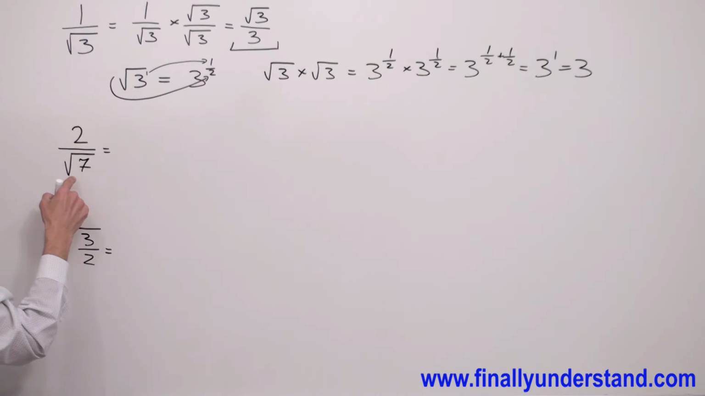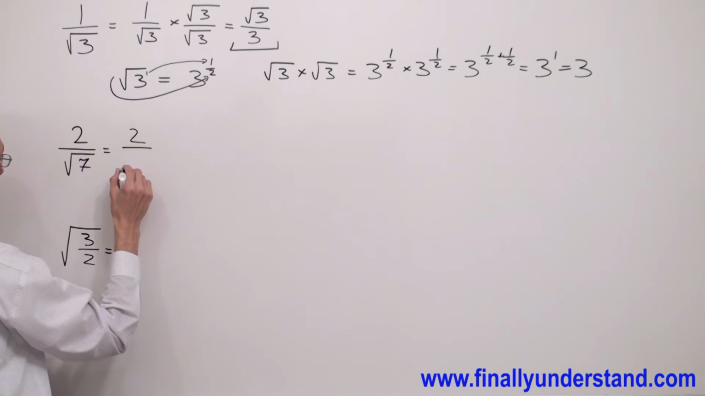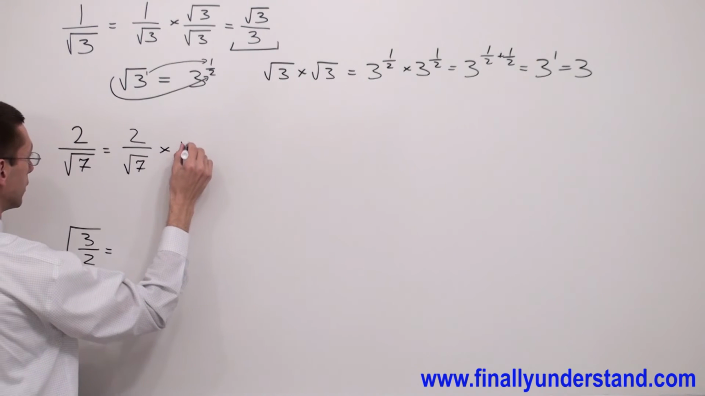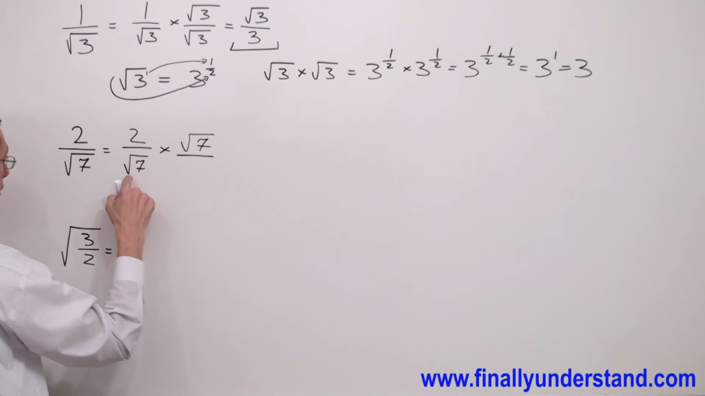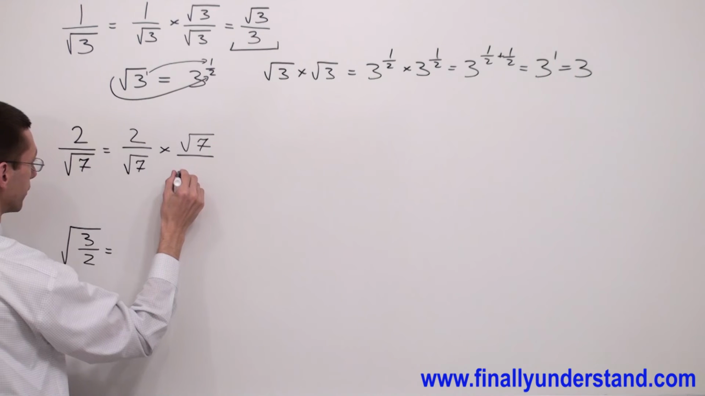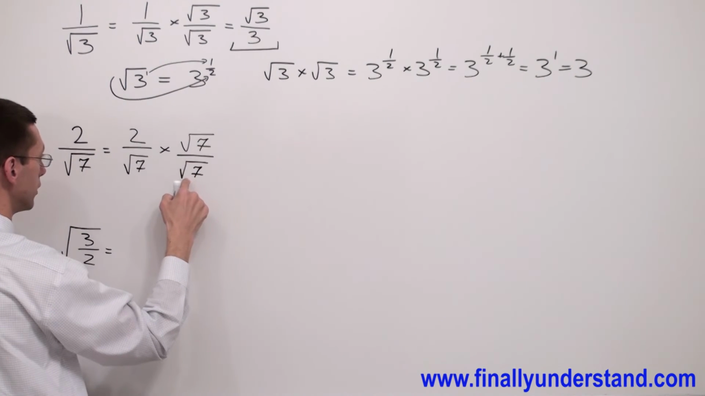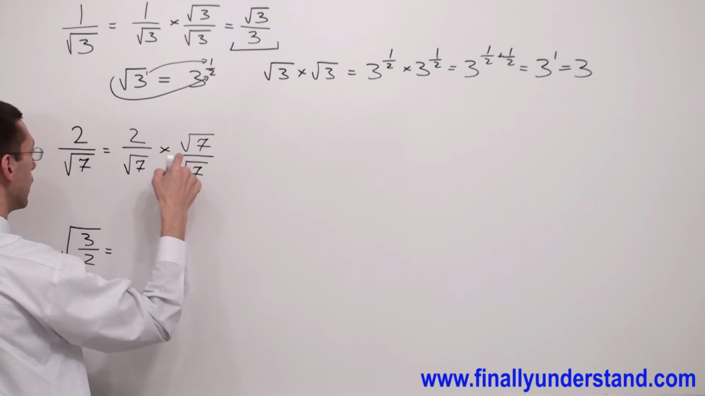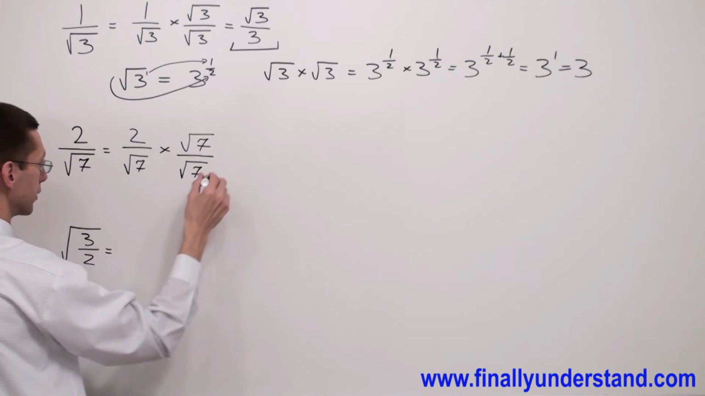Let's take a look at this example. We have to do the same thing. In order to eliminate square root of 7 from the denominator, we have to multiply this by the fraction made with the radical, which is in the denominator. So I have square root of 7 divided by square root of 7. Remember, square root of 7 divided by square root of 7 is equal to 1. 1 times 2 over square root of 7 is equal to 2 over square root of 7.